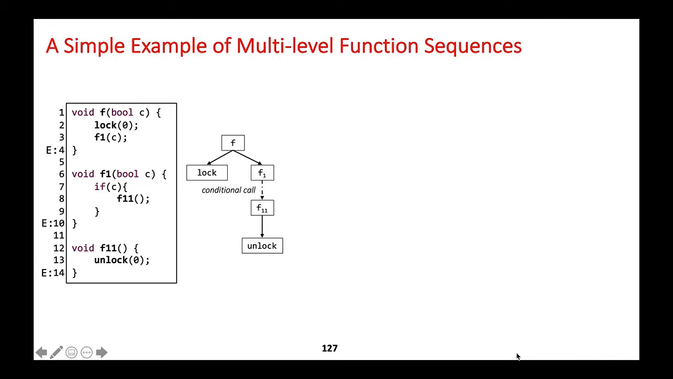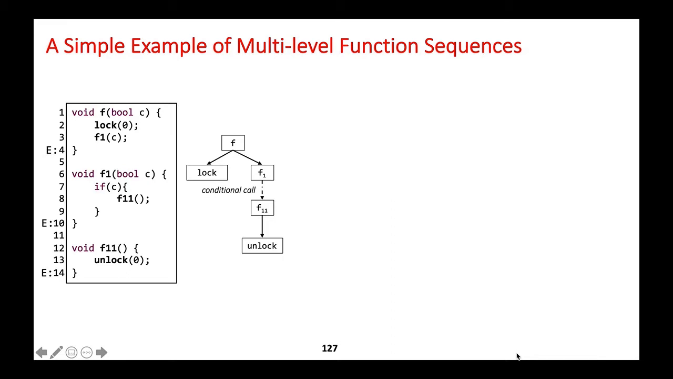In F, we have lock followed by F1. If we just look at the execution behavior of F, lock is not followed by unlock. So in order to get the unlock which happens inside F1, we must use multi-level function sequences. So without multi-level function sequences, we can get erroneous vulnerabilities.